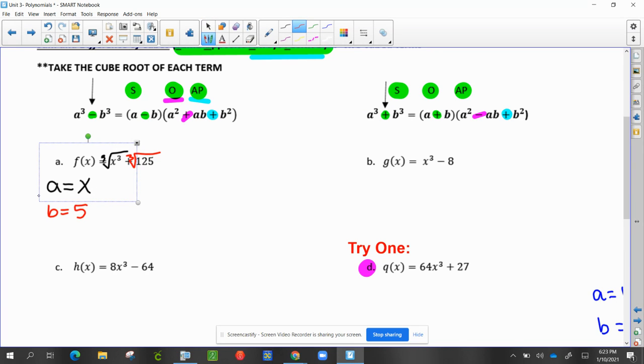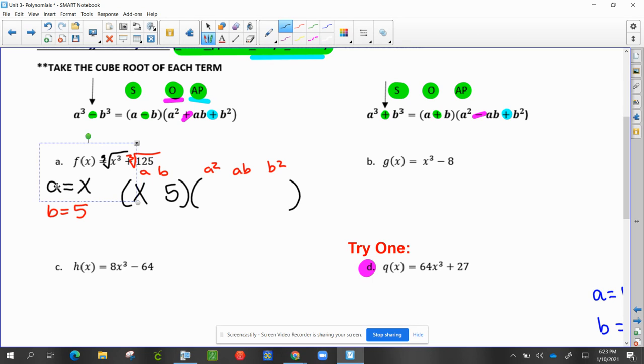Okay, so this is our A and our B term, and I'm just going to plug them into that pattern. So we have a binomial and then a trinomial. Our first term is x, so it's going to be x and 5. That's our A and our B. Maybe I'll write the little pattern above this. And then in our trinomial goes a squared, a times b, b squared.